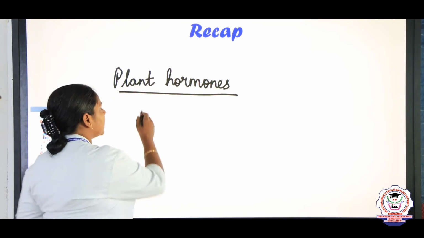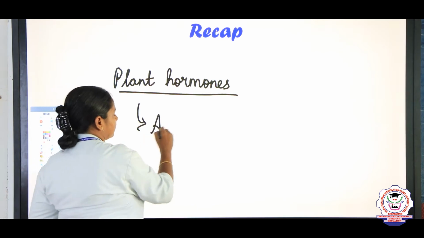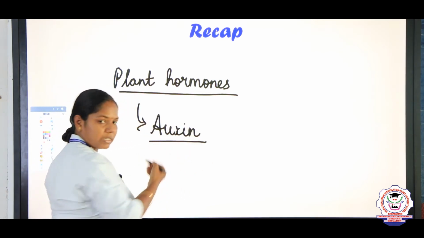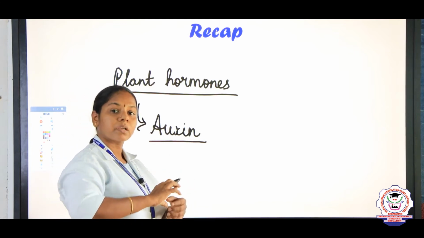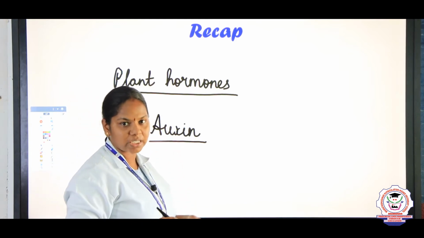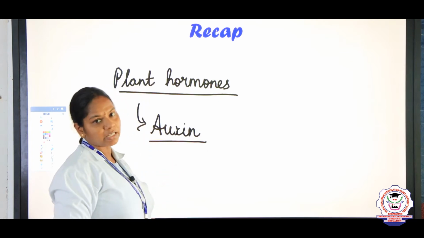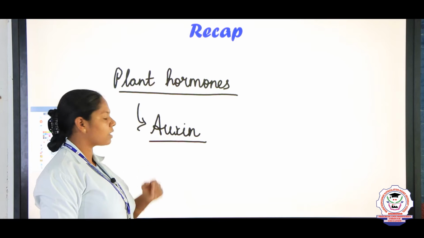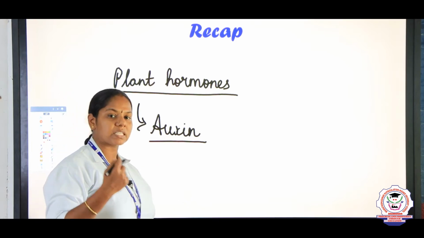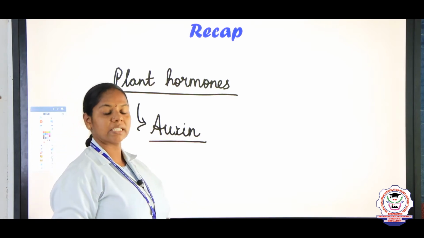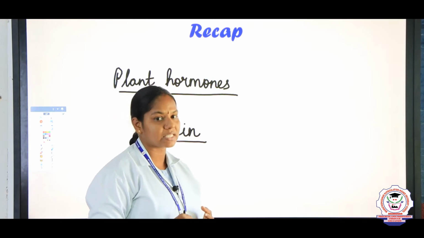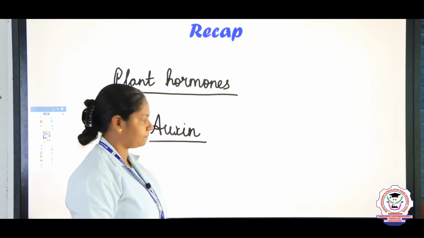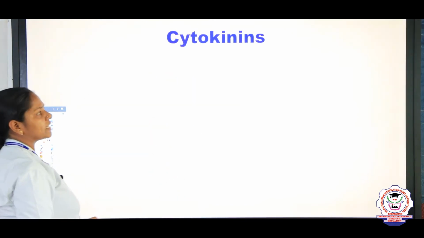Later we discussed the various types of hormones produced in the plant, and in that we discussed auxin and the functions of auxin. Auxin is very helpful in stem elongation and cell elongation. We have seen some other physiological effects of auxin. In this session we are going to see the remaining hormones, that is cytokinin, abscisic acid and gibberellins, later ethylene. So first we are going to see about the cytokinins.